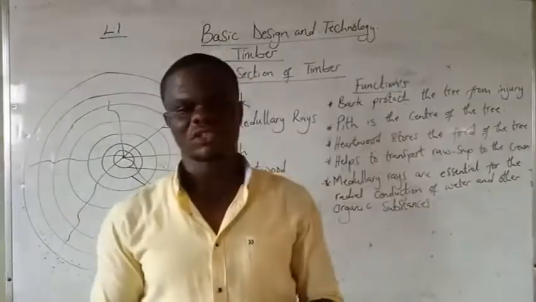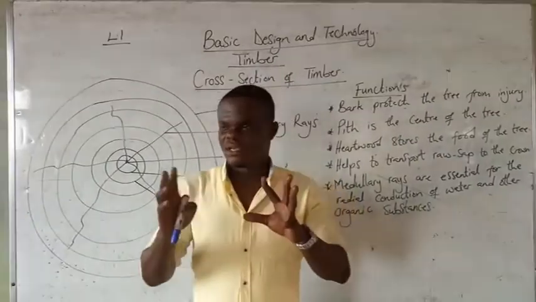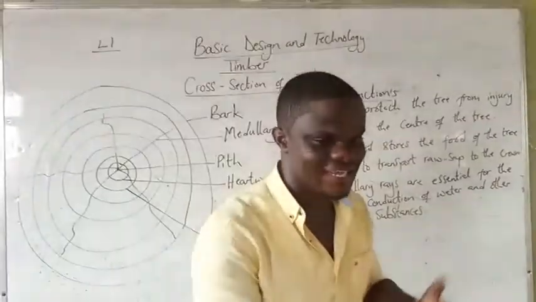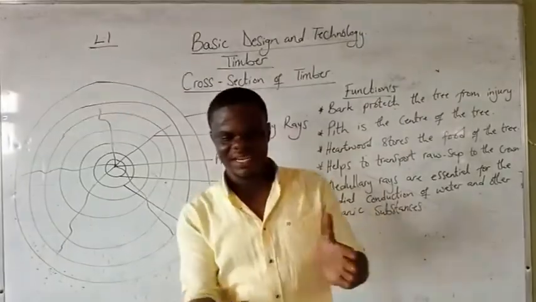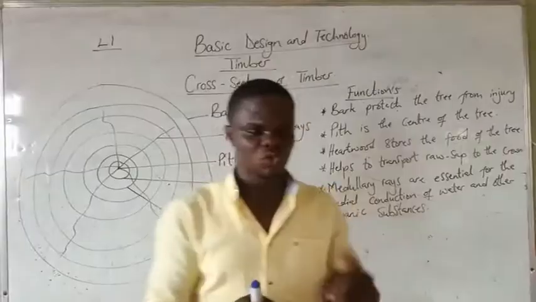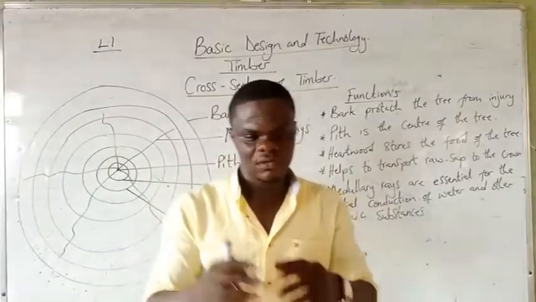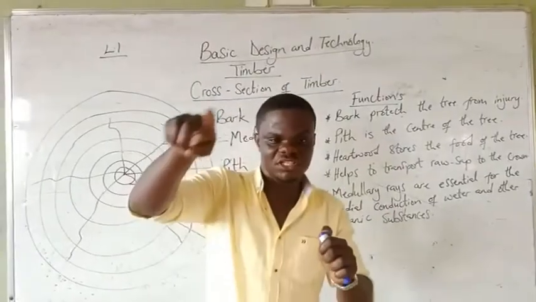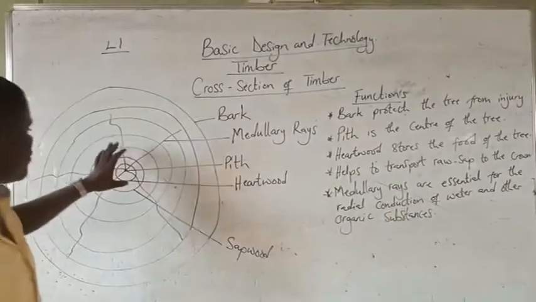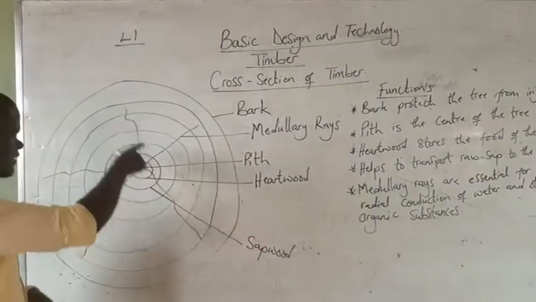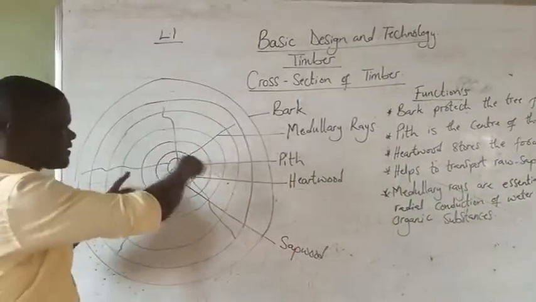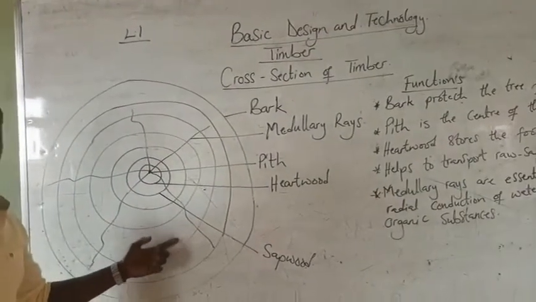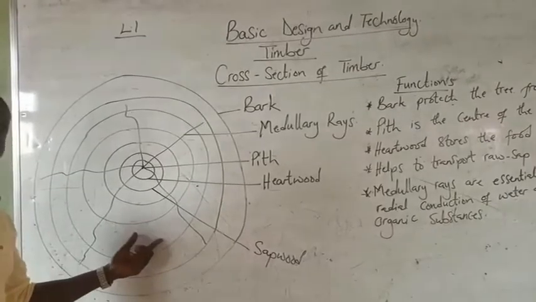Now, when we talk about the cross section of a tree, let's cast our mind back to trees that have been cut down. When a tree is being felled, when you look at the surface where it was felled, you see that there are circles around the tree, with some lines like cracks in there. That is what we call the cross section of a tree.